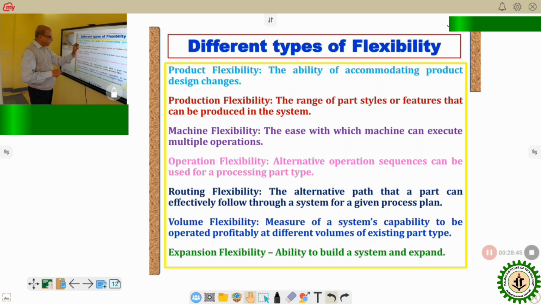So flexibility is a very generic term, and it has different dimensions. These are some of the very prominent dimensions by which we can define or view flexibility. So that is, I believe, all about it.